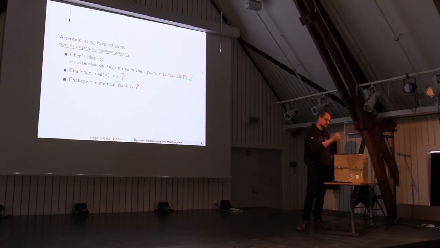So this is joint work with Leonhard Schmitz. I had some simulations, but I didn't want to clutter the talk, but maybe I should have put them. So this works up to some point. Theoretically, this works perfectly well. The work is done by Chen's identity, and you can calculate it at cost linear in time.